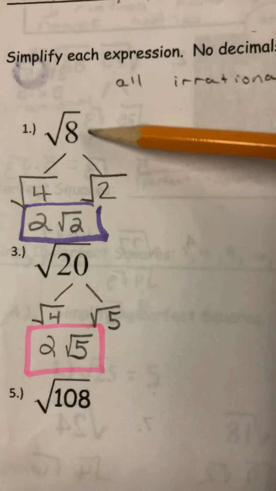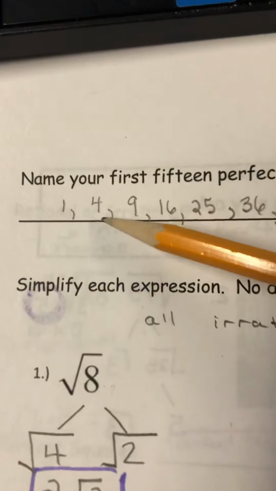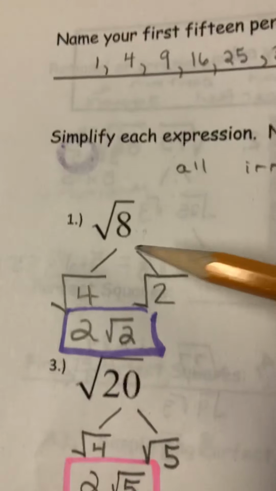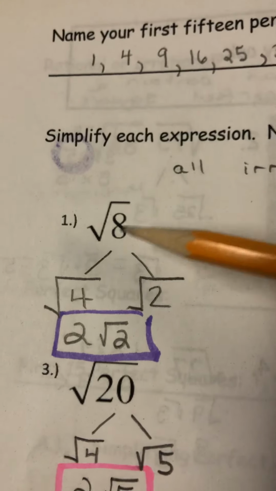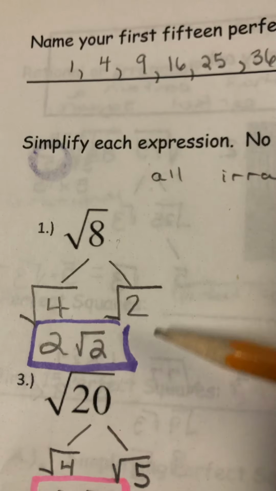So like for the example number 8, I had to think of the factor pairs of 8 where one of them is a perfect square, and the one that jumps out is 4. So I write the 4 first, then the 2. Think of it like breaking it down like a factor tree. I took the square root of 4 is 2, and I left the square root of 2 alone.